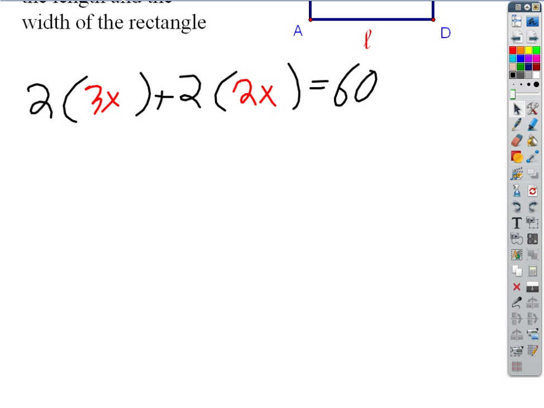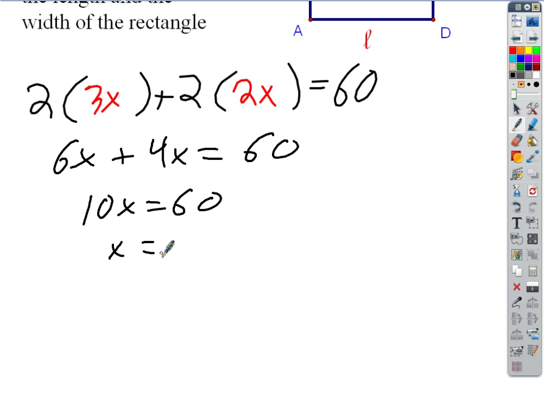Okay, so how do we go about solving this? Real quick, piece of cake, how do we do this? 2 times 3x is how many x's? 6x. Plus 4x equals 60. So how many x's? 10x.